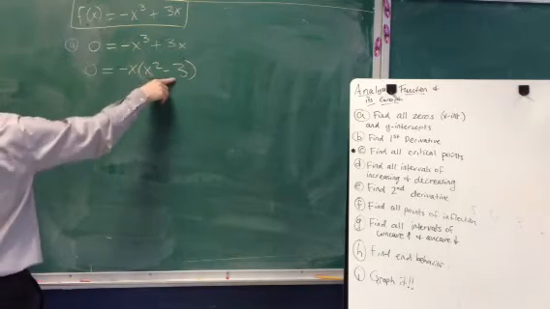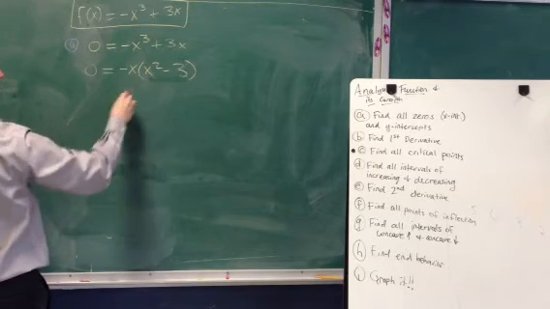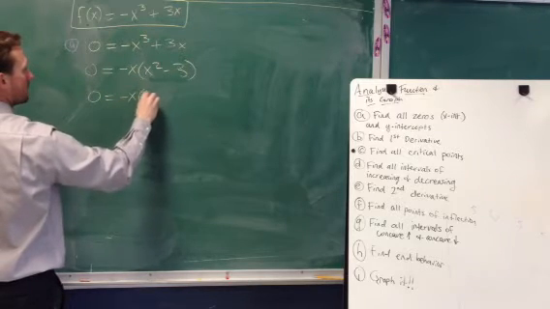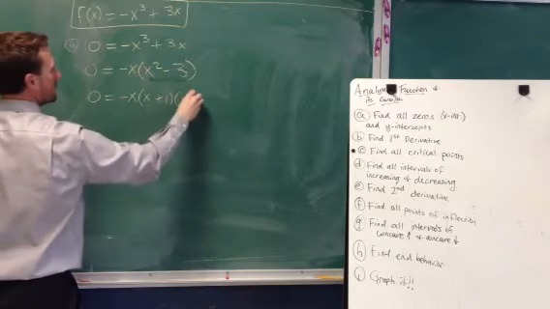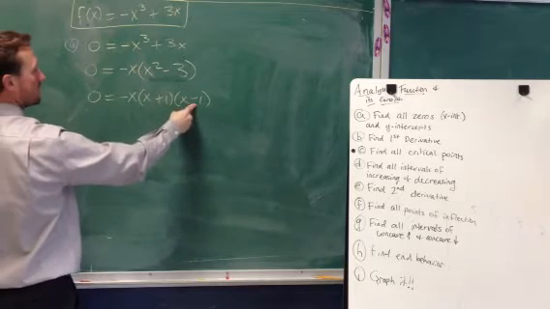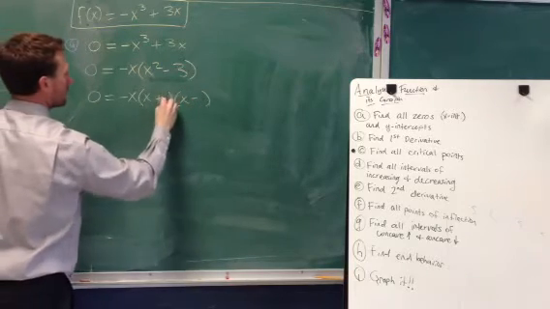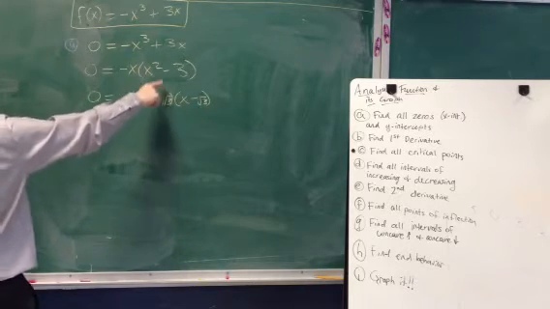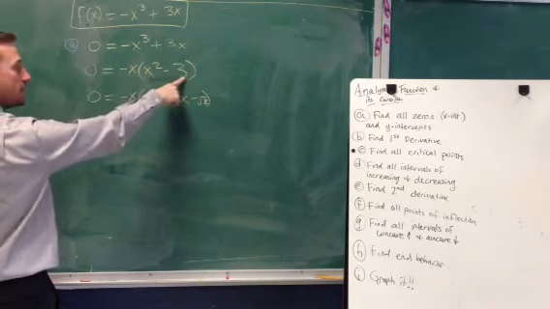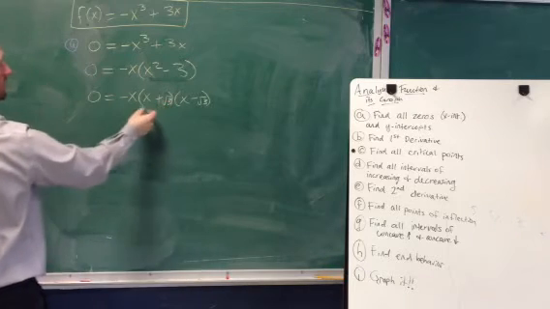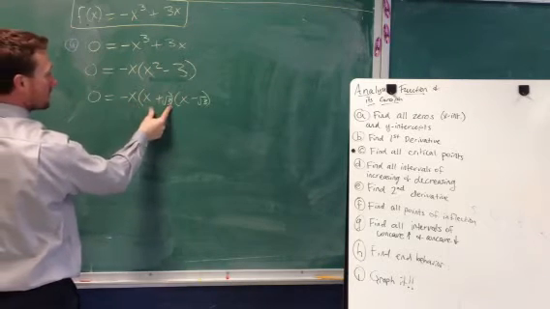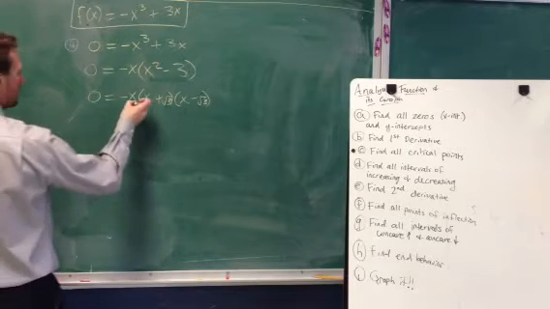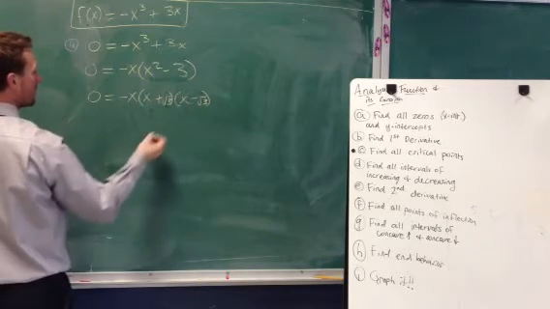And we could look at this part of it as the difference of two squares. So 0 equals negative x times x plus 1, x minus 1. We got this far in class today. The square root of 3 would be the square root of 3. We have negative x times x plus the square root of 3, x minus the square root of 3. If any of these is 0, then the whole thing's going to be 0.